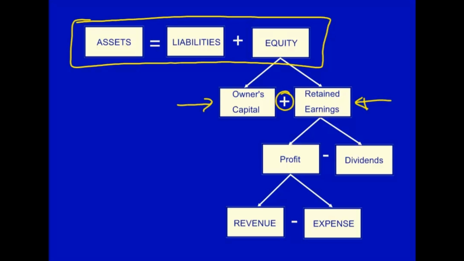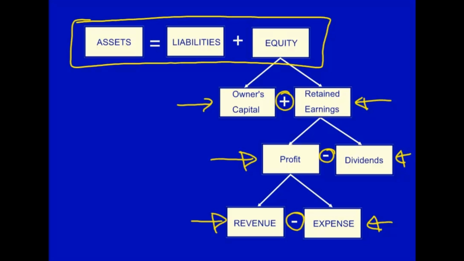Retained earnings is the profit that's retained in the business for future development and growth. What makes up retained earnings? Retained earnings is profit minus the dividends. Dividends, of course, are distributions to the owners. What makes up profit? Revenue that is earned minus the expenses that are used, consumed, or incurred in order to help generate revenue. So you can see the connection between all the elements and sub-elements.